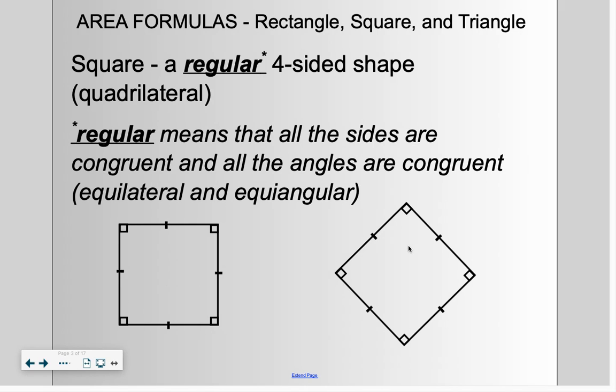I know it's kind of rotated on its side, so it looks like a rhombus or a diamond, but technically it's still a square. Again, all the sides are congruent, and all the angles are congruent. They're 90 degrees each.